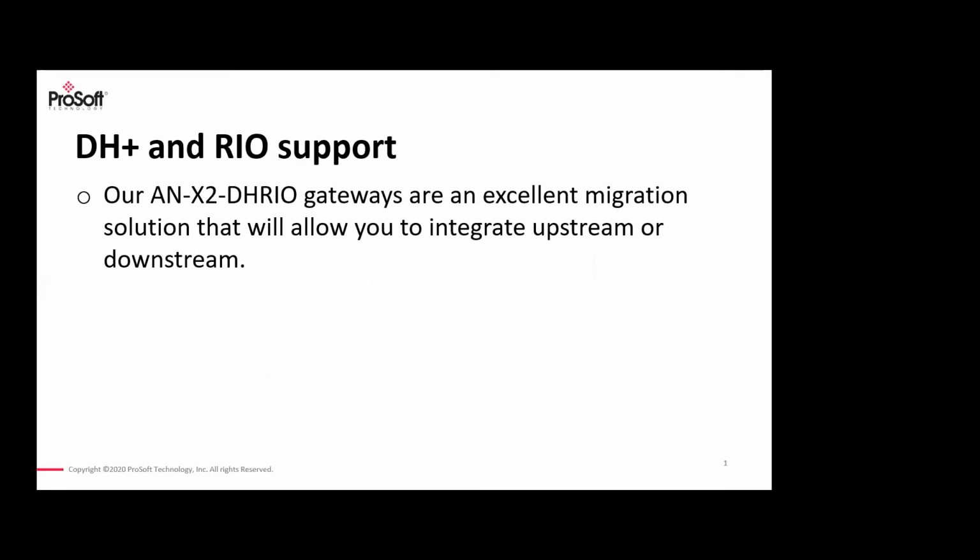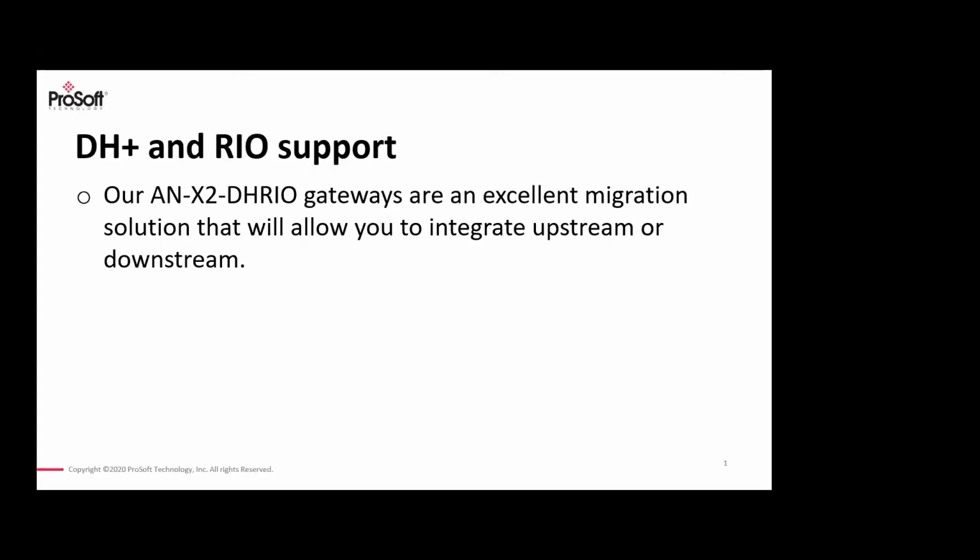Starting with Data Highway Plus and Remote I/O. Our ANX2 DH-Rio gateway is an excellent migration solution, connecting EtherNet/IP devices to DH Plus and Remote I/O networks. The device can operate as a DH Plus node, Remote I/O scanner, or Remote I/O adapter, which means you can now integrate upstream or downstream.